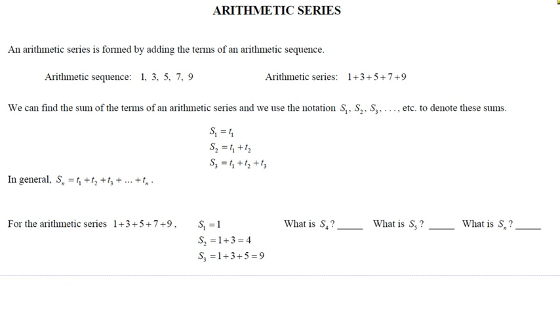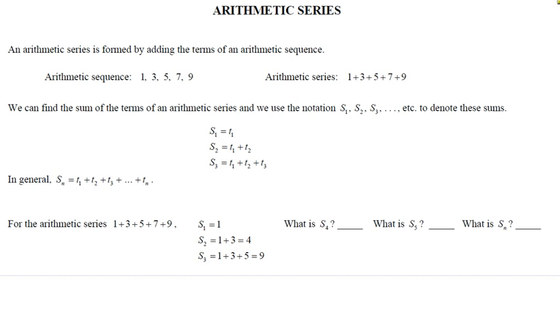Arithmetic series. An arithmetic series is formed by adding the terms of an arithmetic sequence. In a sequence, you're going to see it written with commas, right? 1, 3, 5, 6, 7. With an arithmetic series, we replace the commas with plus signs. 1 plus 3 plus 5 plus 7 plus 9, etc.